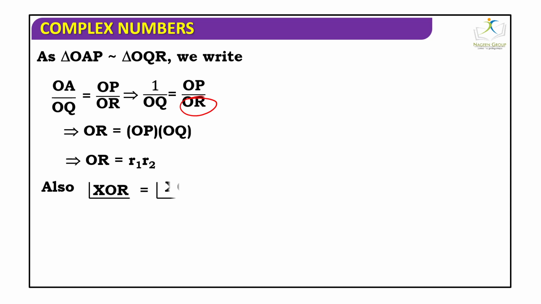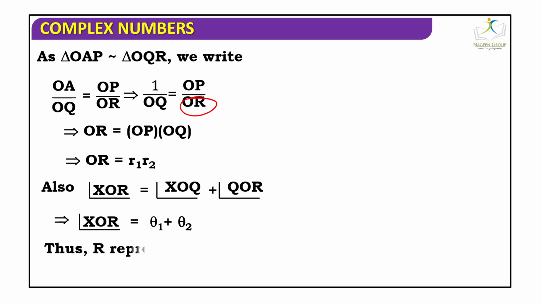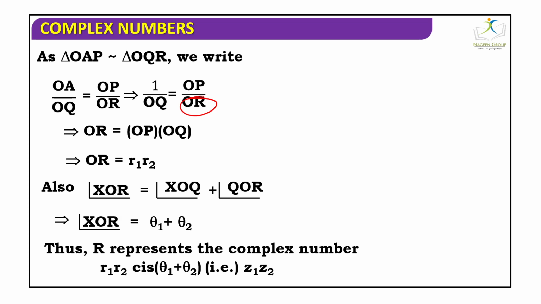Also, XOR equals XOQ plus QOR. So here, XOR equals theta 1 plus theta 2. This implies R represents the complex number, right? So we say R1 R2 cis (theta 1 plus theta 2) means it is Z1 Z2.